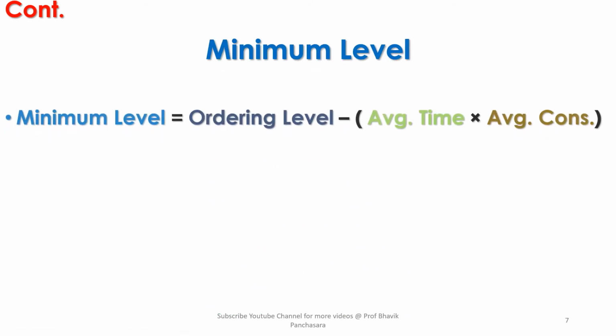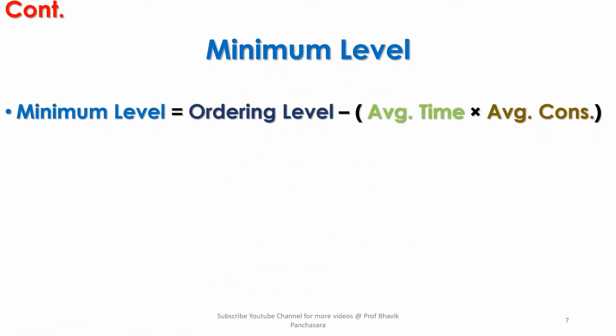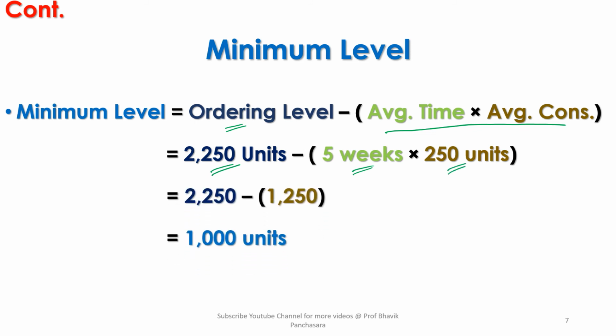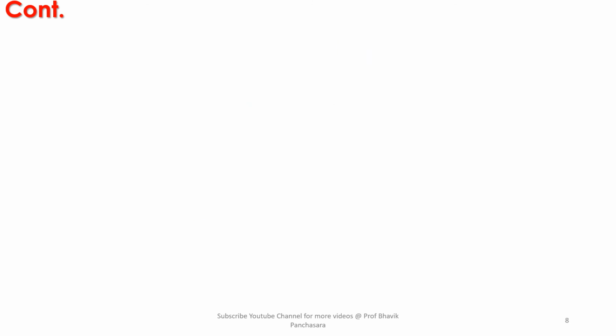Okay friends, now we can apply the formula of minimum level, where minimum level is equal to reordering level minus average consumption of average time. Let us put the values in this formula. So, here reordering level is 2250 units, in bracket average time 5 weeks into average consumption 250 units. Simplify this formula. So, you will find out the final answer of minimum level, that is 1000 units.